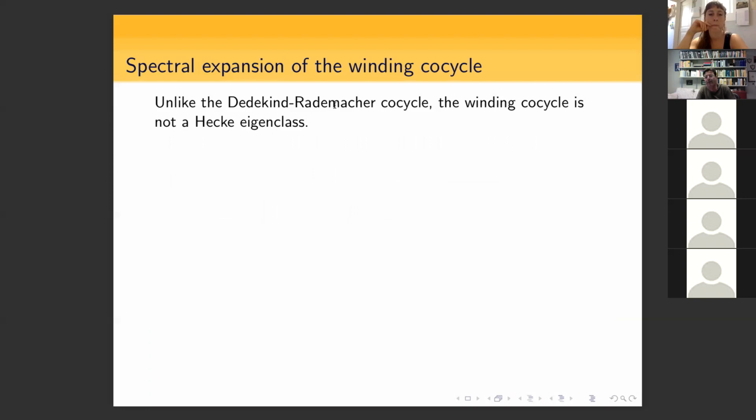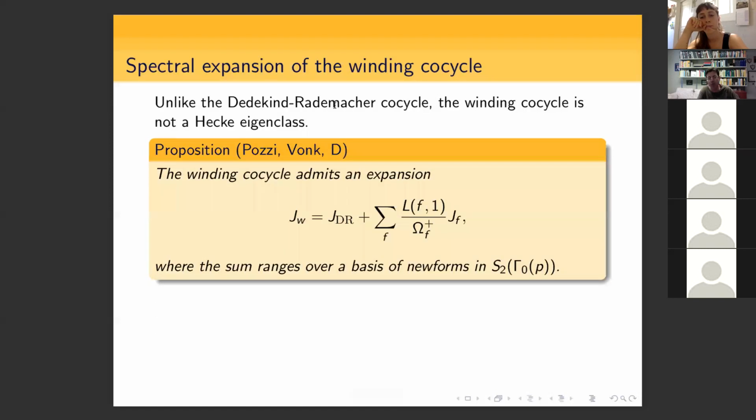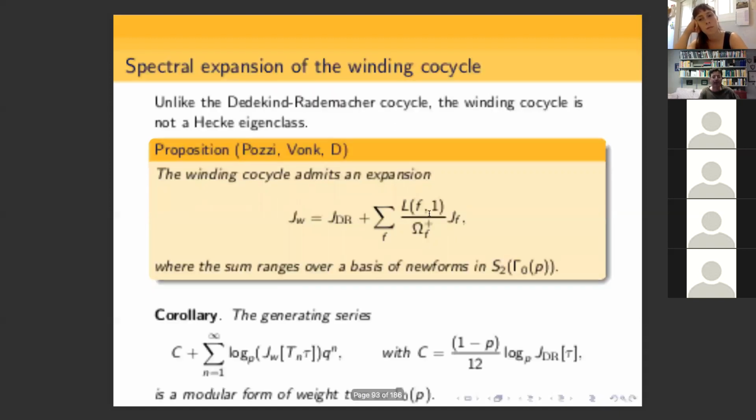Unlike the Dedekind and Rademacher one, this one has a very explicit infinite product defining it, but this winding cocycle is not an eigenclass for the Hecke operators, which is both an advantage and a disadvantage. The advantage is that it has a much more explicit definition. What we proved with Alice and Jan is that this winding cocycle can be expanded as a linear combination of the Dedekind and Rademacher cocycle and the cocycles J sub f associated to various Hecke eigenforms on gamma naught of p. So we can write it like this, and the scalars that appear in the expansion are essentially the algebraic parts of the L functions of the various modular forms at the central critical points, divided by an appropriate period to make them algebraic. Okay, so then we get this kind of spectral expansion.